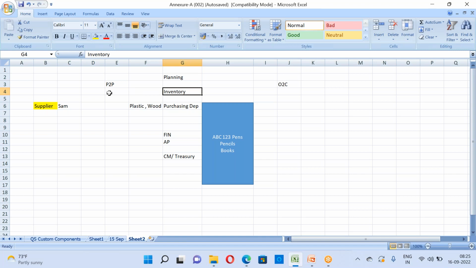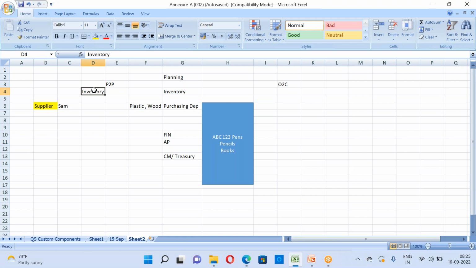So the procured material from the suppliers is maintained in your inventory module. Okay, so I have the raw plastic and wood in my inventory. Today my target is to manufacture 100 pens and pencils.